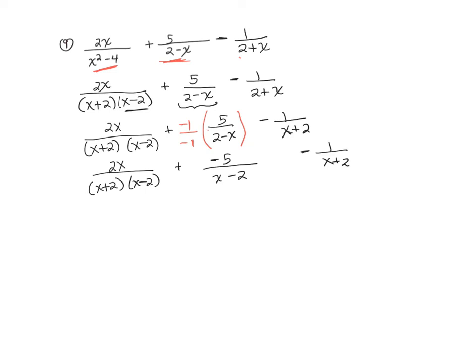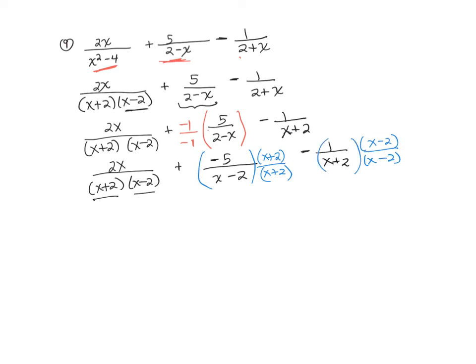Okay, so we see that the least common multiple is x plus 2 times x minus 2. So this already has the least common denominator. So we'll multiply this fraction by an x plus 2 over an x plus 2. And we're going to multiply this fraction by an x minus 2 over an x minus 2. And these technically have to be in parentheses.